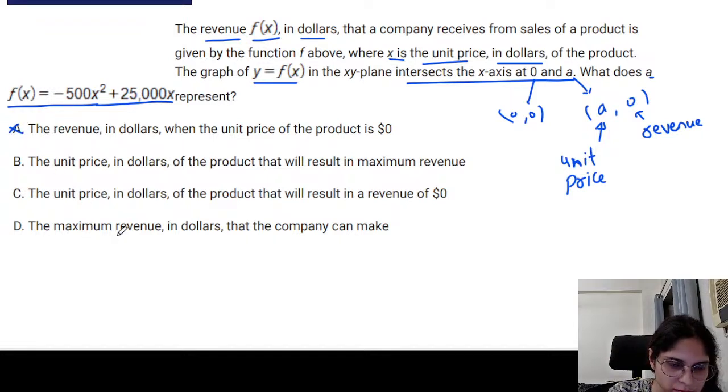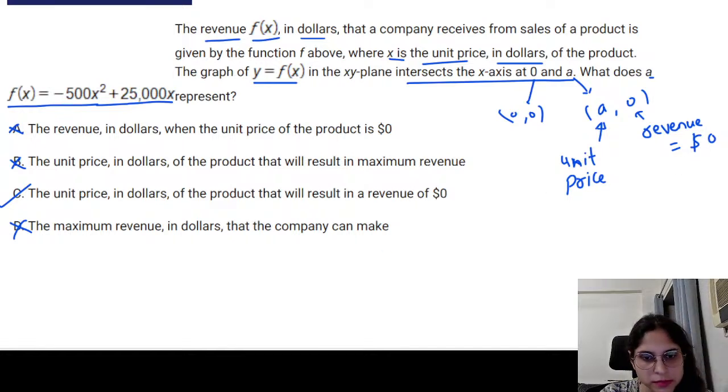Unit price, maximum revenue, that is 1. Because it only represents the unit price when revenue is 0. Unit price that will result in maximum revenue, no. Unit price that will result in a revenue of $0, that is correct. So you want unit price and you want that revenue is $0. Got it? Maximum will be when this is a vertex, and they're talking about x-intercept, not the vertex. Alright?